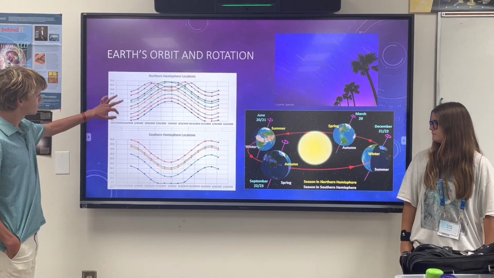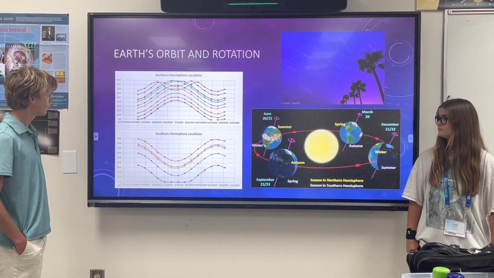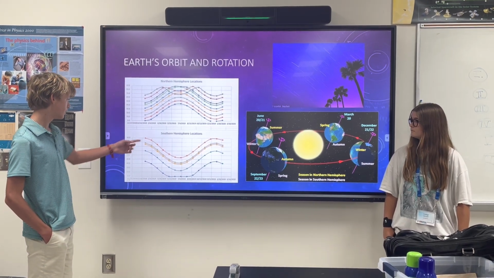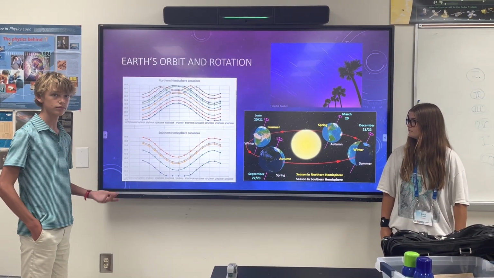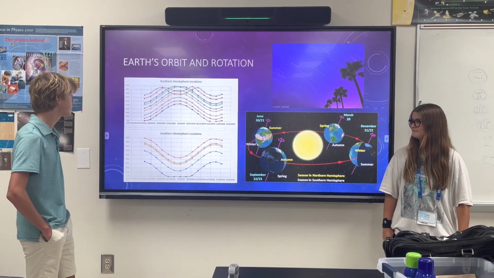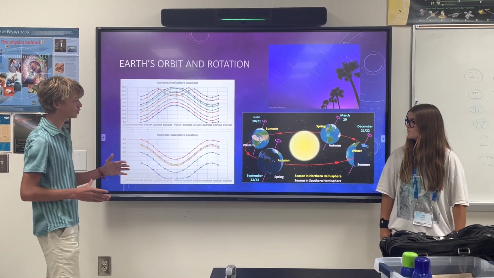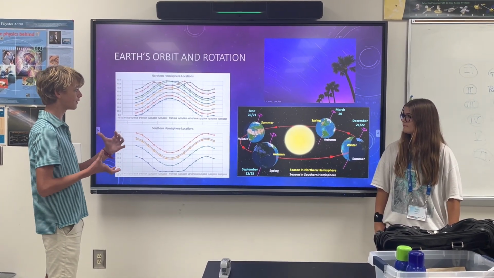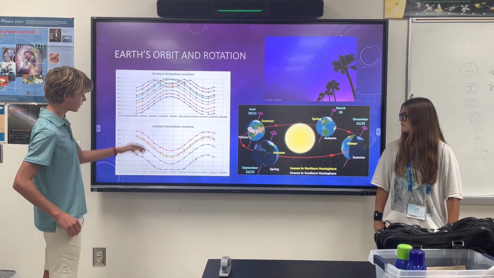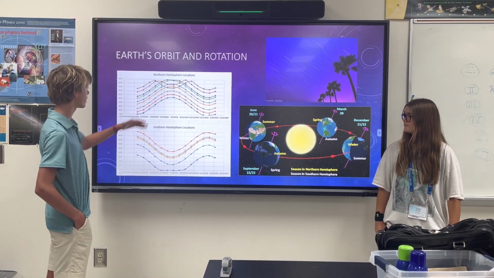In these two graphs, the top one shows the northern hemisphere locations for different countries or cities, and the southern hemisphere shows the different graphs for countries or cities. And you can see the difference because this really shows that it's on a different tilt, and that part of it's pointing forward when the other one's pointing back, because these go down when the sun's lower, and these go up when the sun's higher.